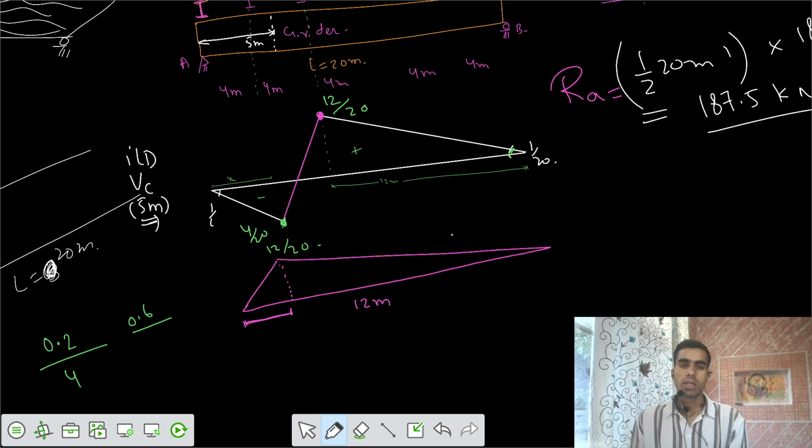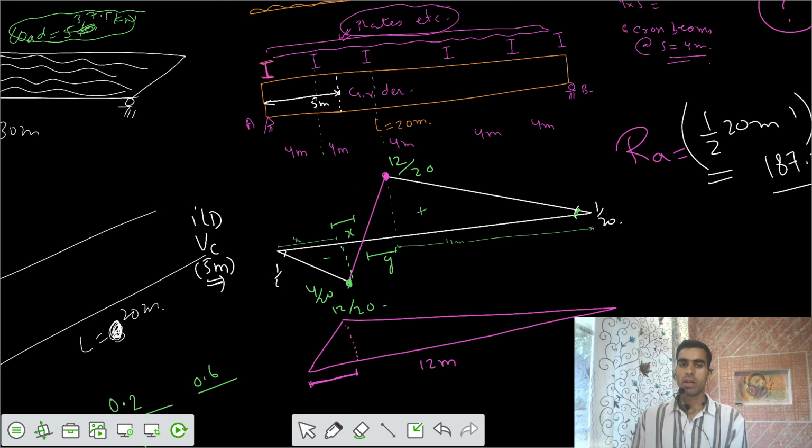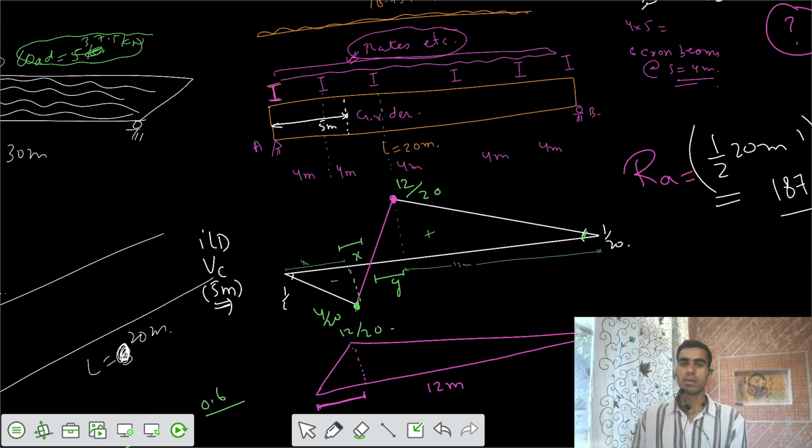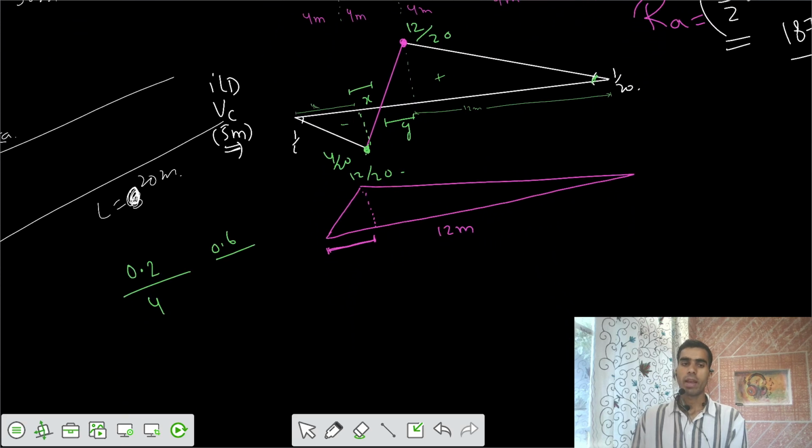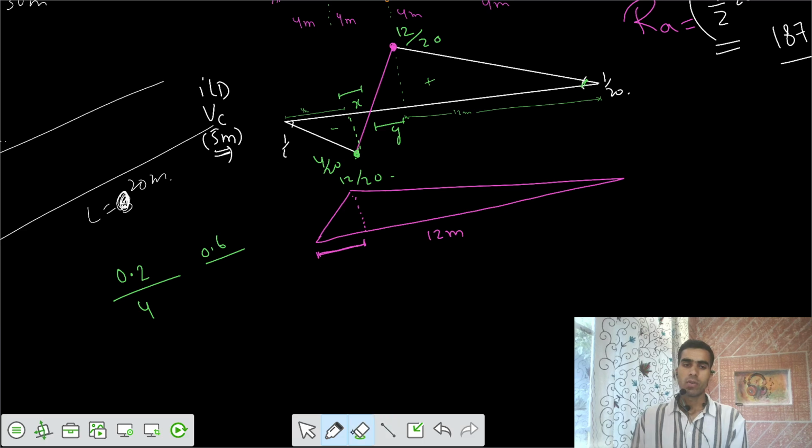Let's say this is some value of x and this is some value of y. I want to see whether your section is exactly at the 5 meter. I want to see what this value of x is. 0.2 is for the length of x, and by the similar triangles, this length is equal to y, and the value of y is equal to 4 minus x.